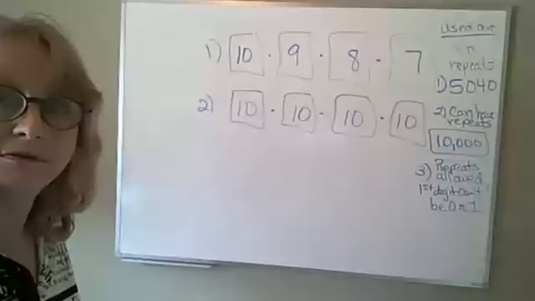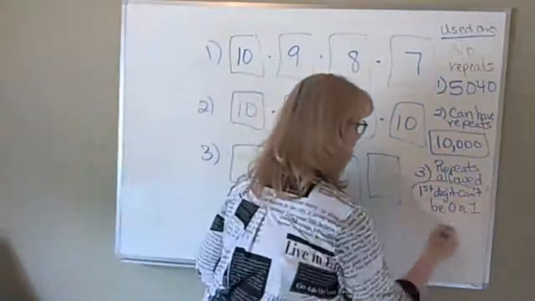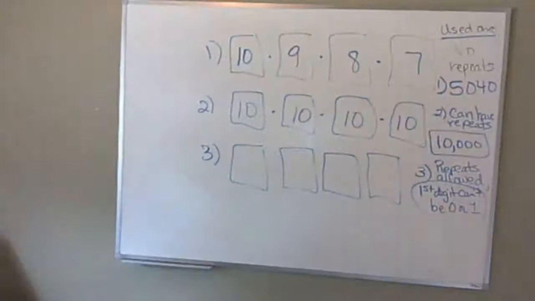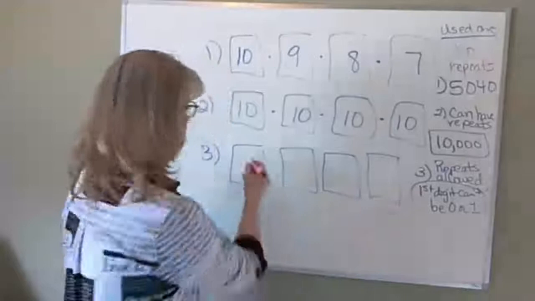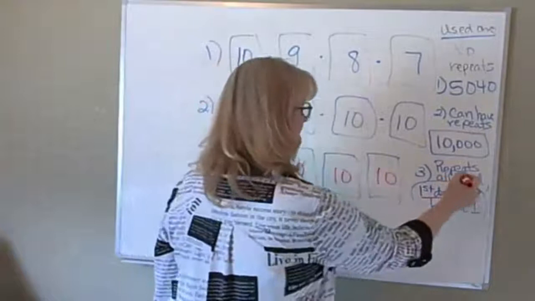So here's our third option. 4 slots. Repeats are allowed, but this first digit can't be 0 or 1. So that takes away 2 of our options for the first digit. Instead of having 10 options, we take away the 0 and the 1, so there's only 8 options for the first digit. But the other ones don't have that restriction. So we still have 10 options here, 10 options here, and 10 options here because it said repeats are allowed.